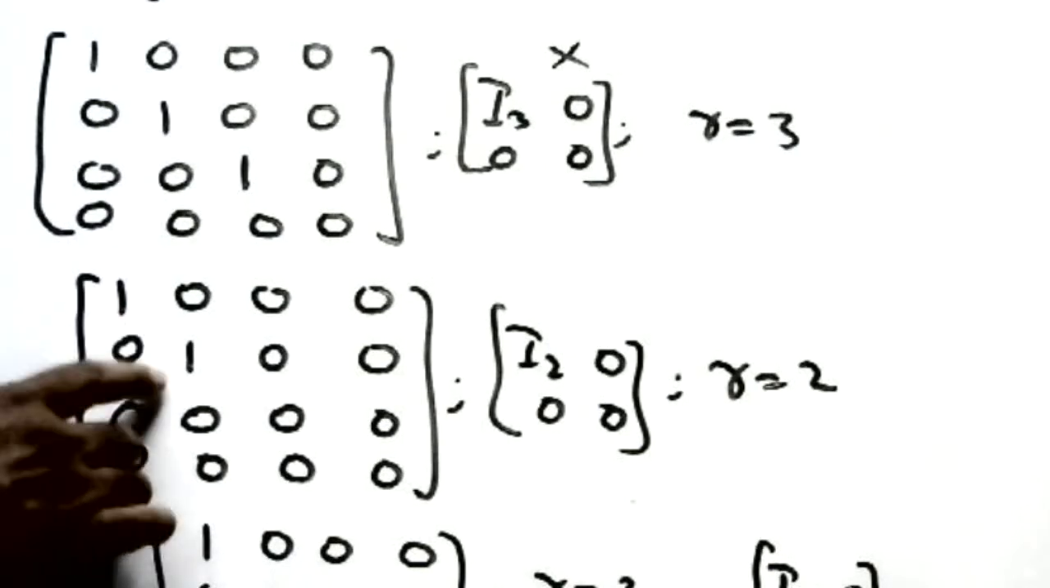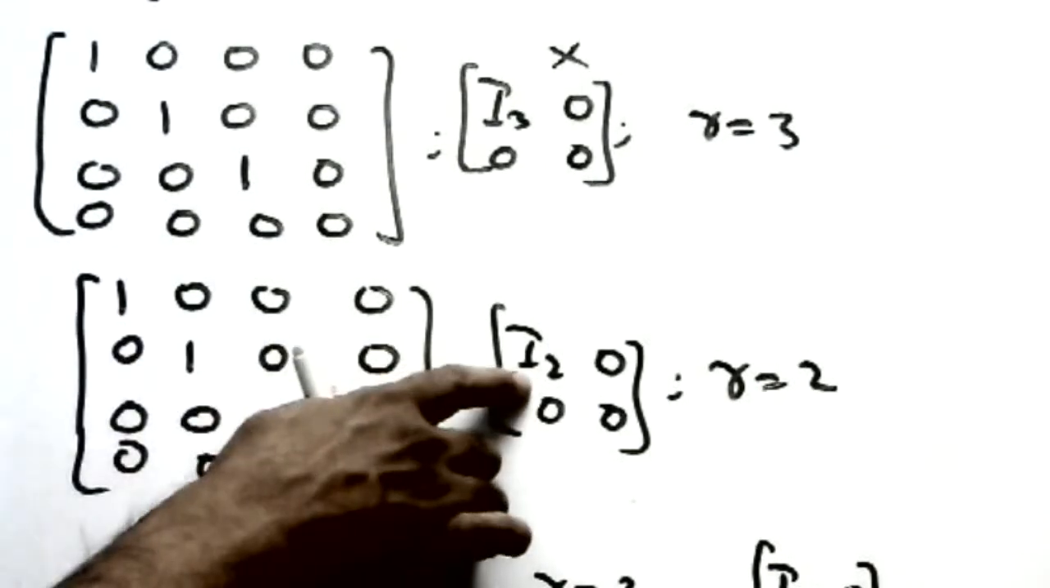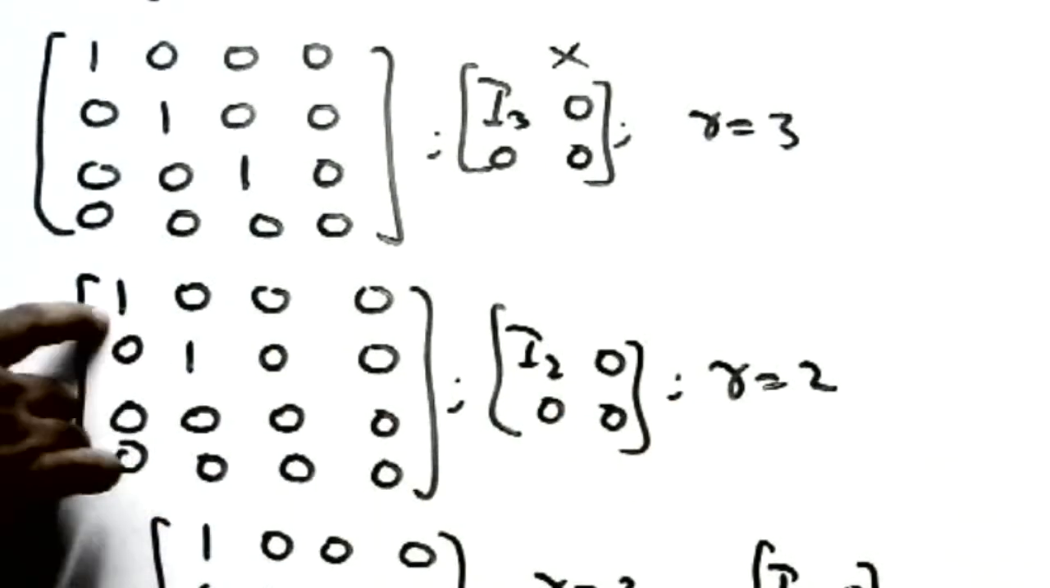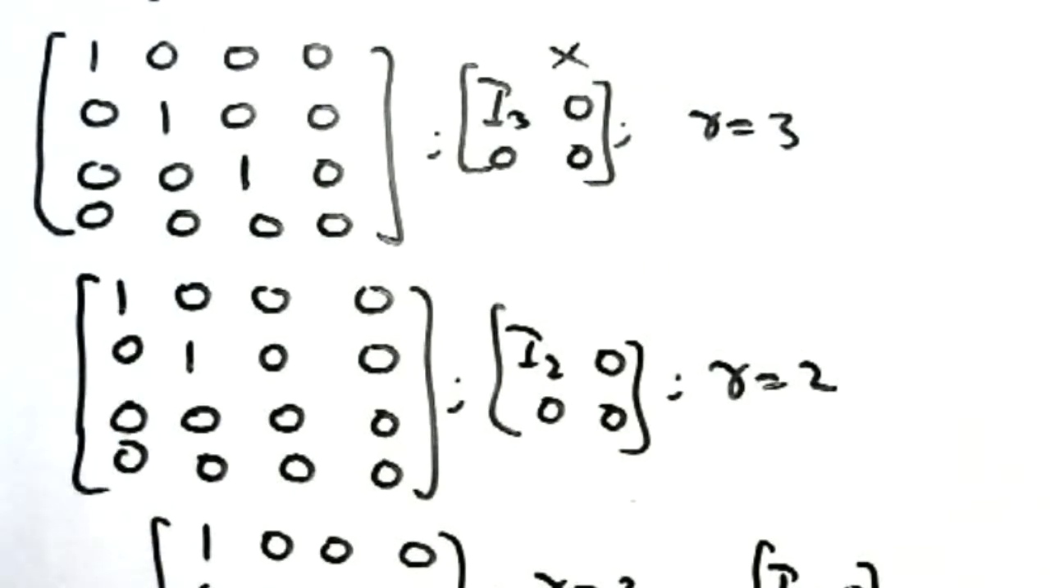Now sometimes this also becomes 0. We are left with only 2 ones. In this case, the rank will be 2. It depends on how many ones are there.